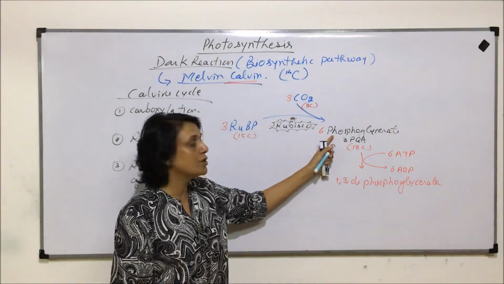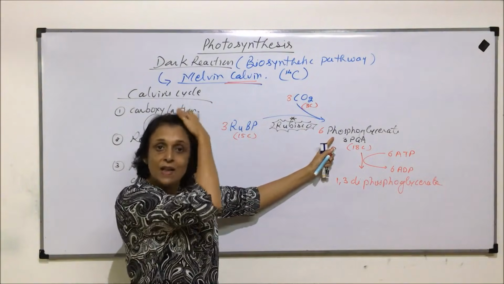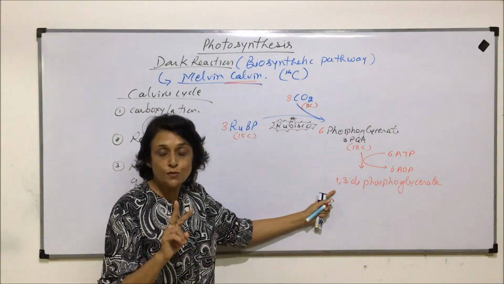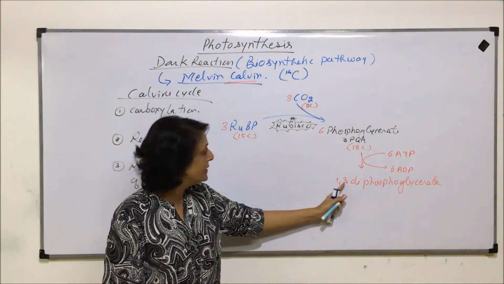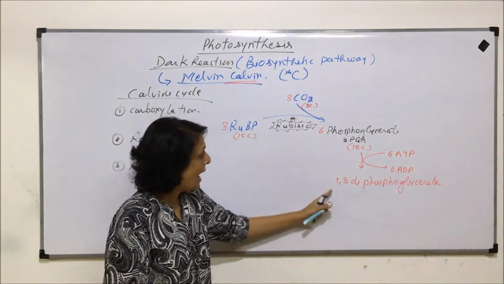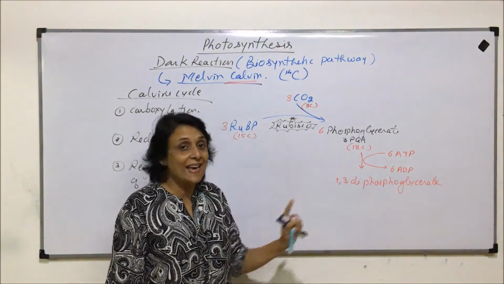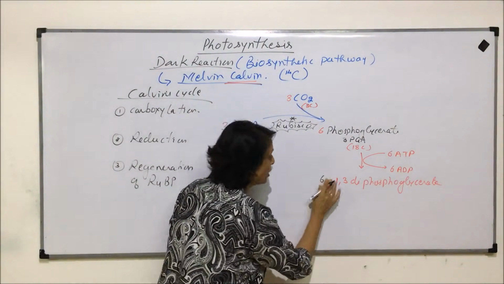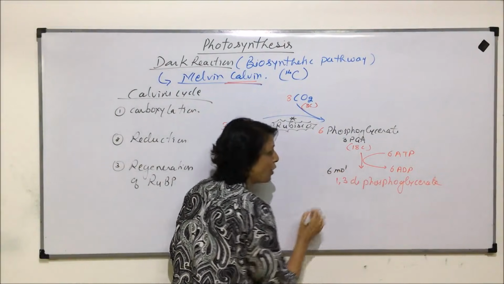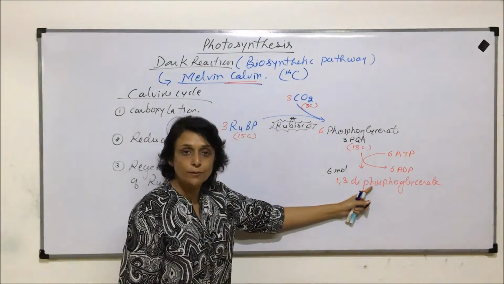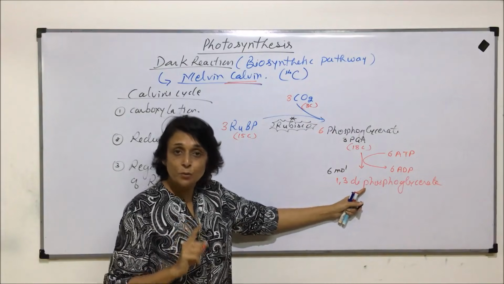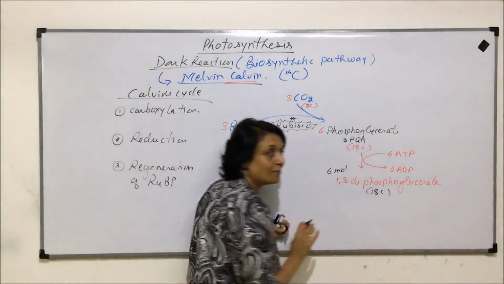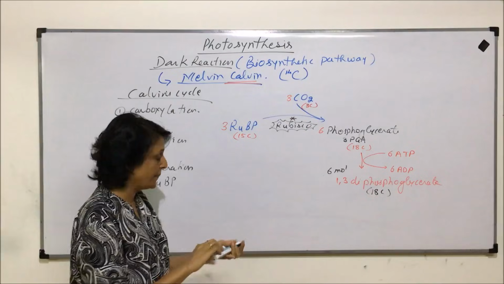That means originally it was having only one phosphate. The second phosphate has come from the ATP and now it has two phosphates. One at carbon number 1 and the second at carbon number 3. And phosphoglycerate is again a 3 carbon compound. So here we will get 6 molecules of this 3 carbon compound. Each molecule is having 3 carbons and there are 6 molecules. So again there are 18 carbons which we are able to trace here.